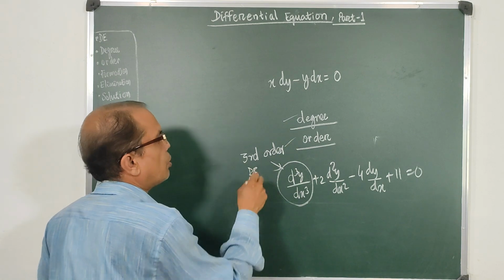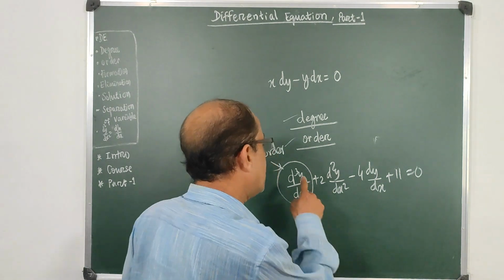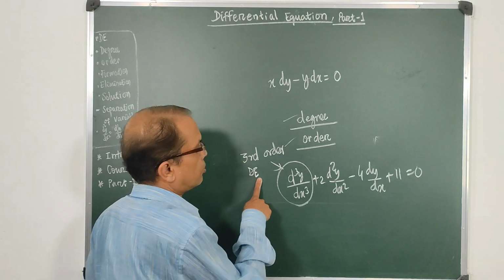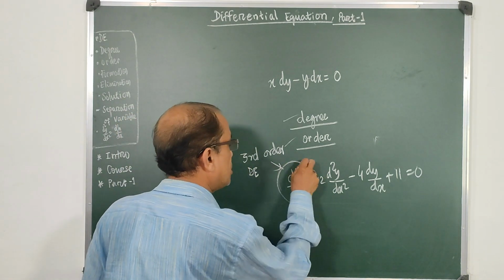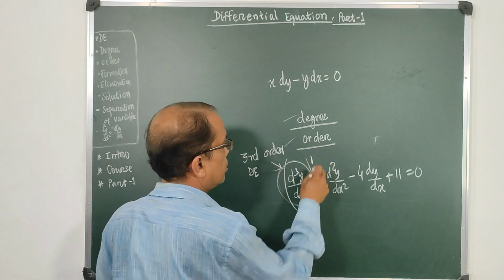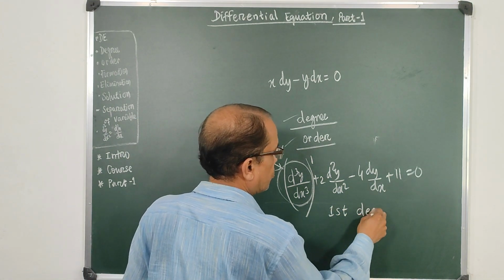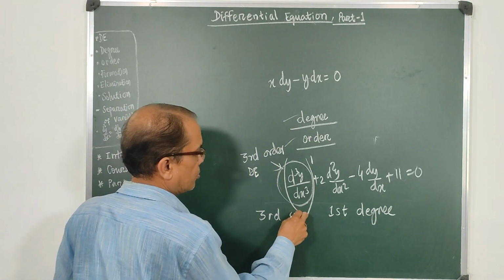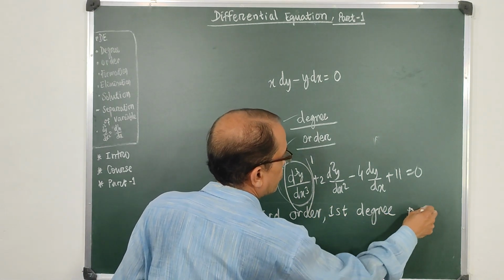And what is degree then? Degree is the power of that term which happens to be the order of the differential equation. Since this is a third order differential equation, and this term contains that order, and the power of this term is 1, this will be first degree but third order. So we can call it a third order, first degree differential equation.